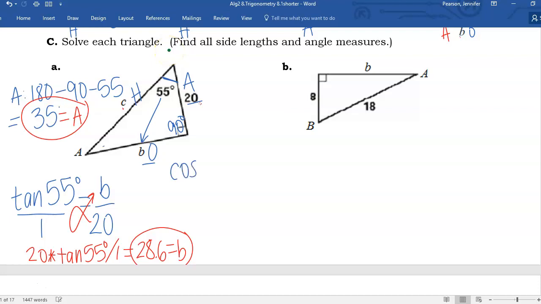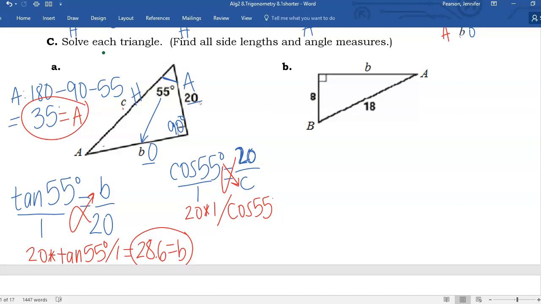The cosine of an angle is equal to the opposite, I lied, adjacent. Adjacent, cosine is adjacent over hypotenuse. Again, I'm going to add the over 1. I think it helps keep things organized so I know what to do. We're going to start with the 20 now. Times 1 divided by cosine 55 equals our answer. 20 times 1 really doesn't do anything, just keeping it organized, divided by the cosine of 55 degrees.